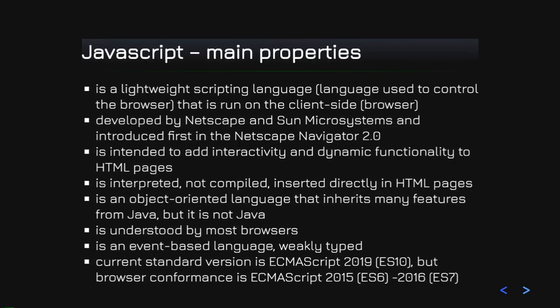So JavaScript's main properties are that it is a lightweight scripting language. It is used in the browser. It's actually the only programming language that is natively supported by all the browsers. It is executed on the client side, that is within the browser. There is a JavaScript interpreter called the JavaScript engine that runs inside the browser.